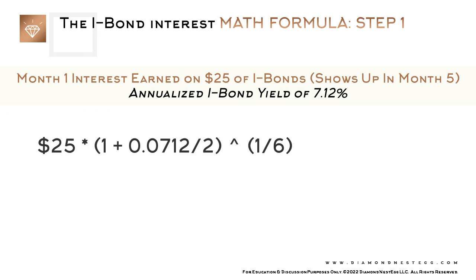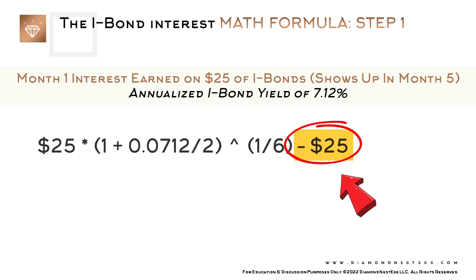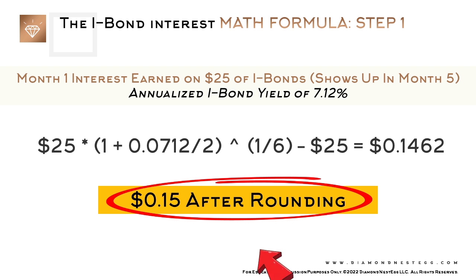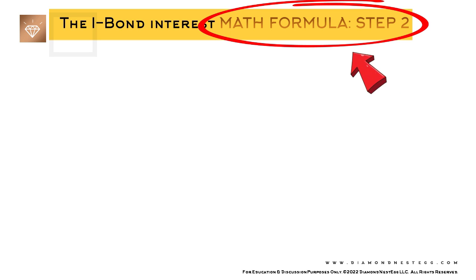Remember, we're assuming that we got this rate because we bought in April 2022. And here's the calculation for 1 month of interest earned, which assumes interest is compounded monthly over a 6-month period. Now, let's subtract the initial base unit of $25 of I-bonds, and that's the I-bond interest earned in month 1 on $25 of I-bonds. Then, Treasury Direct rounds this number to the nearest cent, which gets us to the 15 cents in this example. Math formula step 2.